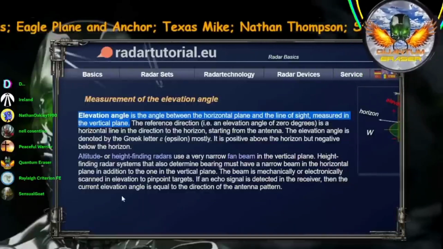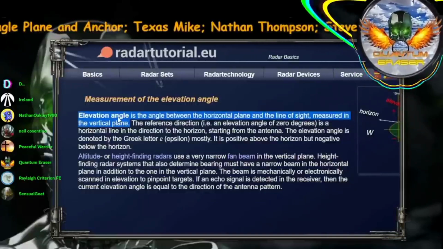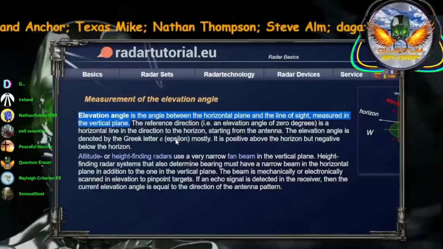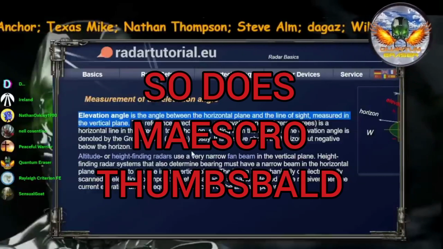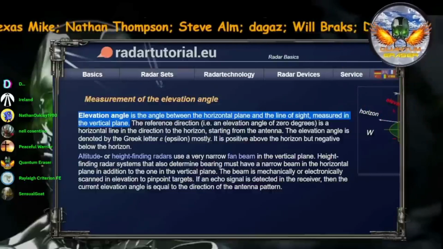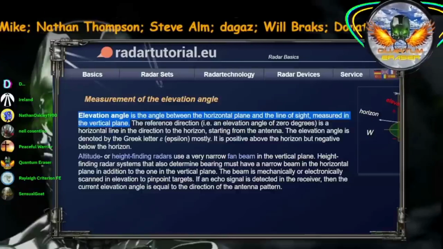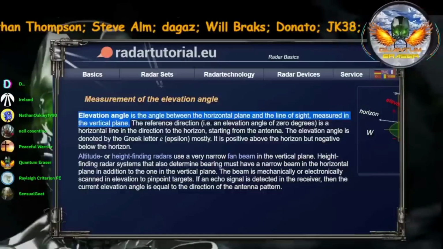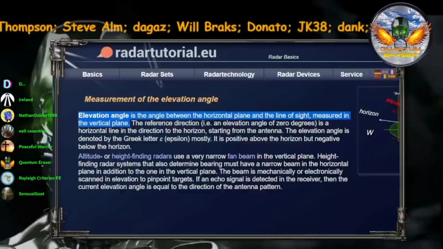From Radar Tutorial, elevation angle. Remember, Hanoi Gerain said there were no triangles in celestial navigation, right? Elevation angles are acquired via sextant. What does this look like over here, Hanoi Gerain? Does that look like a right angle triangle to you? Does to me.